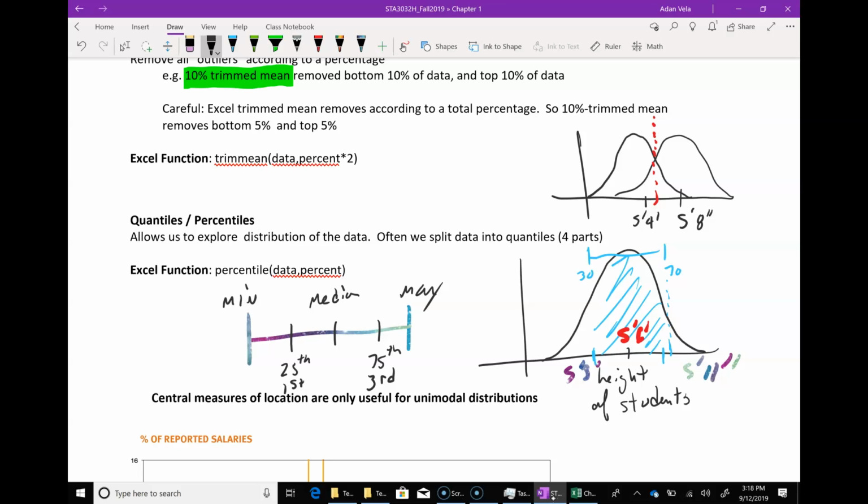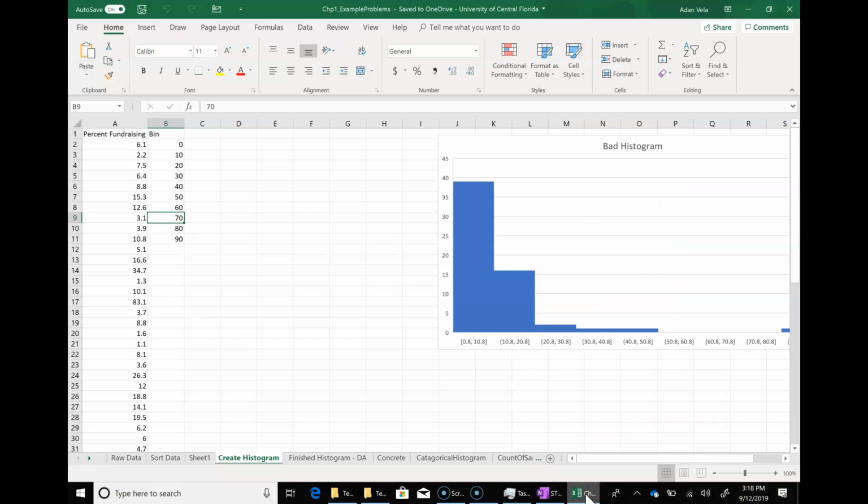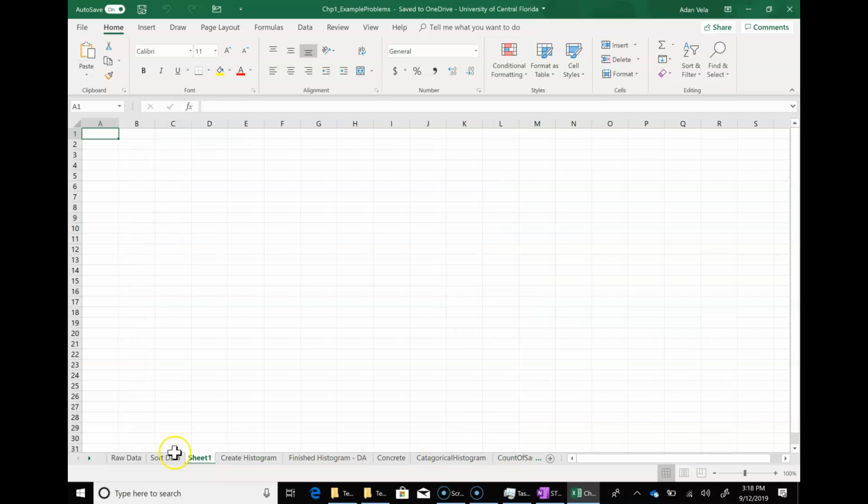All right, so I think we went over to Excel at some point, and I was showing you guys how to calculate some of these values.